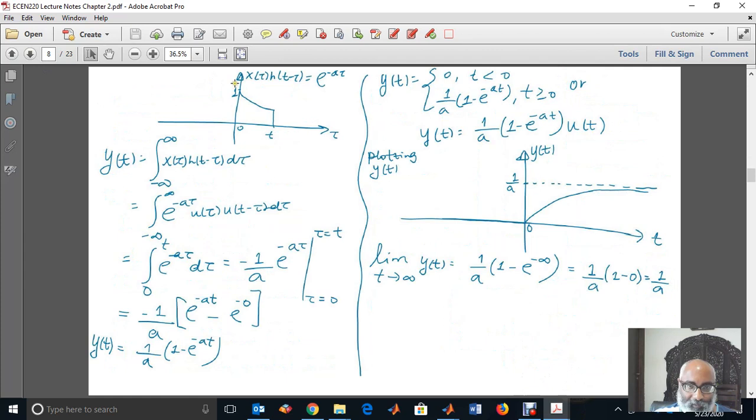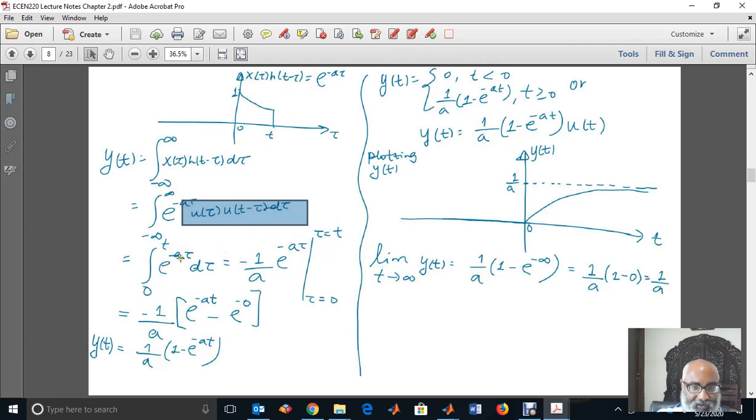As seen from here, x(tau) h(t minus tau) will be a decaying function from 0 to t. So the interval of integration will become from 0 to t of e to the power of minus a tau d tau. We remove these two; they helped us get the interval of integration, between 0 and t.